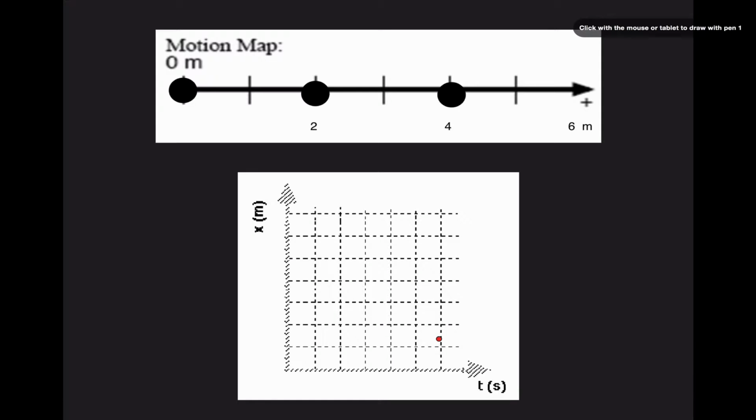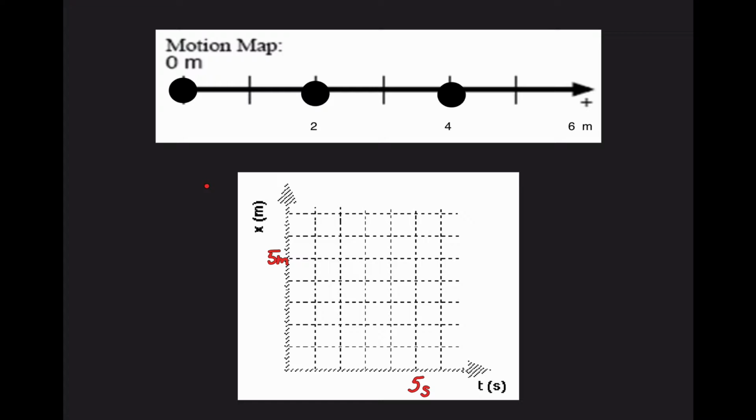So this top motion map is the one that we're going to be using. What you have to do is label your axes on your graph. So position versus time. Time is on the x-axis, so I'm going to count 1, 2, 3, 4, 5 seconds. And then position is on the y-axis: 1, 2, 3, 4, 5 meters.